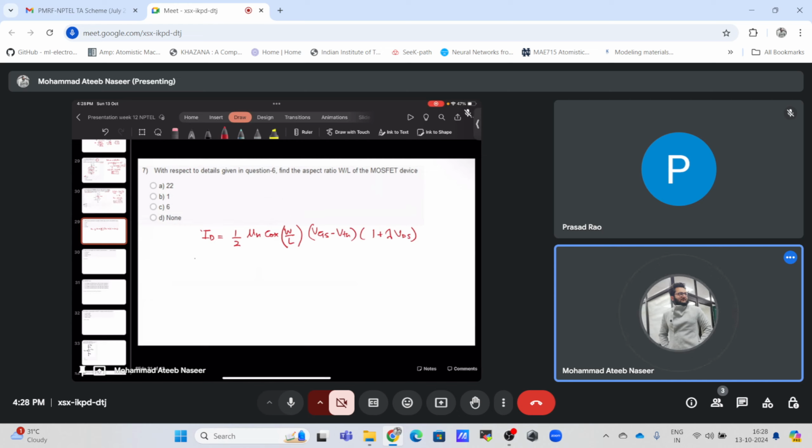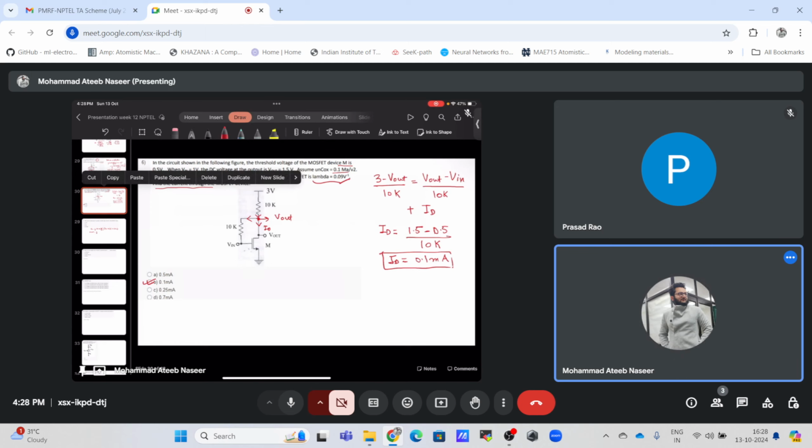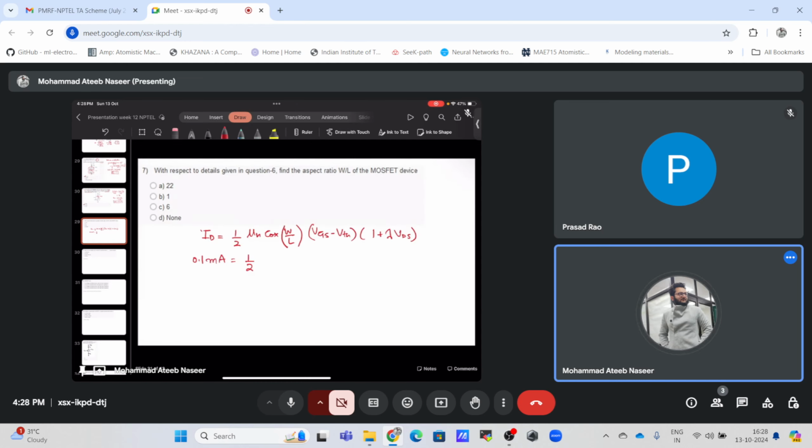So 0.1 milliamp is simply 1/2 of this μn Cox, which is given to us. I guess it is 0.1 mega. It is 0.1 into 0.1 into 10 to the power of minus 3, times W over L.